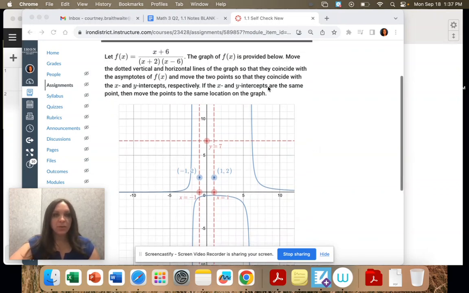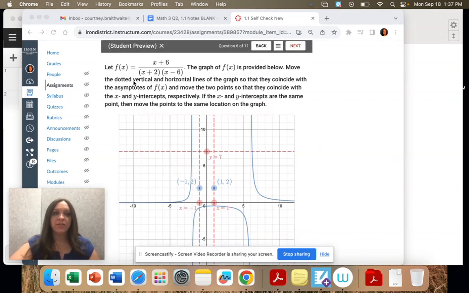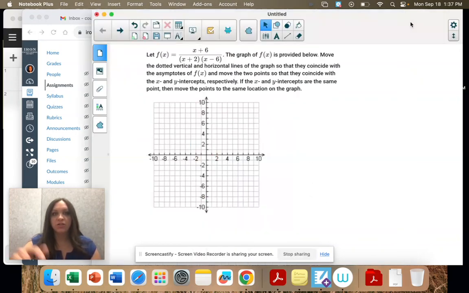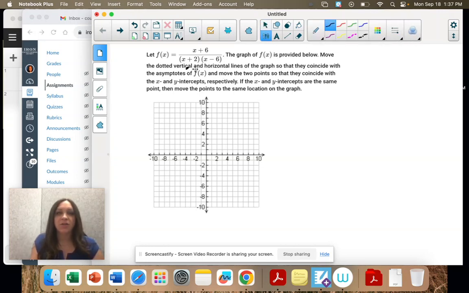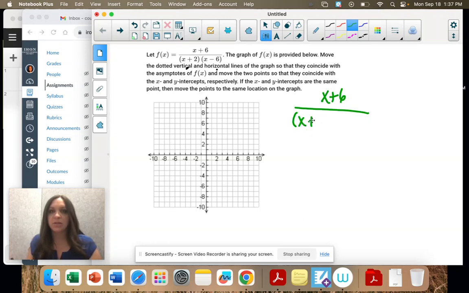So 6 is like what we just did. We have something we're graphing. Here's our rational function, (x + 6) over (x + 2)(x - 6). And we want to find the vertical and horizontal asymptotes and then the x and y intercepts. So first off, (x + 6) over (x + 2)(x - 6).